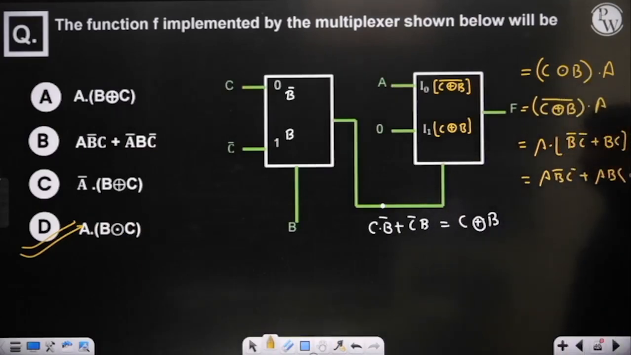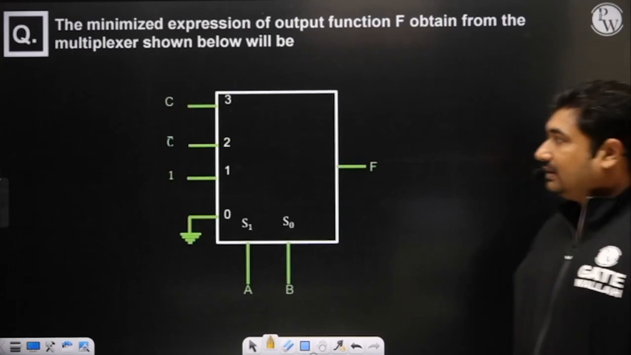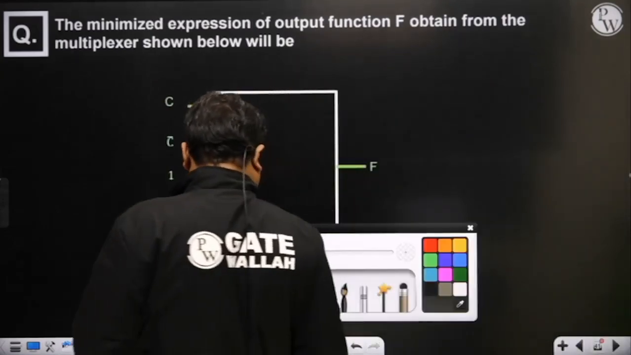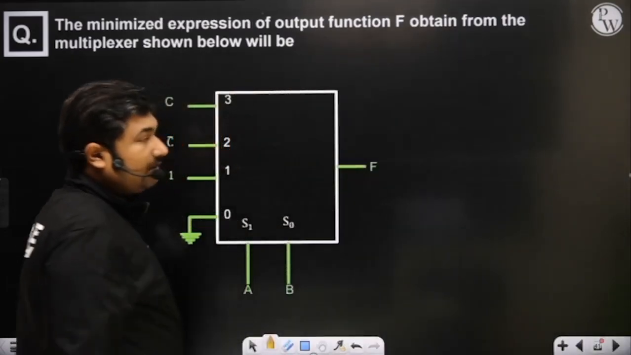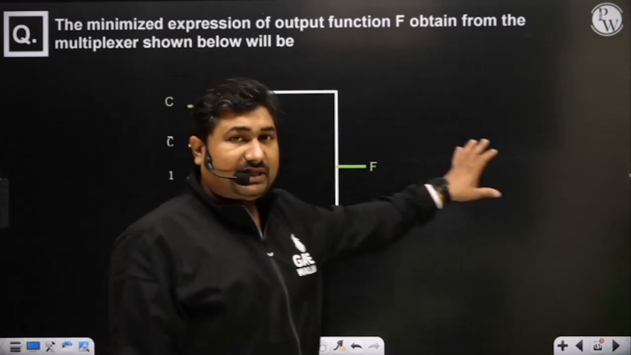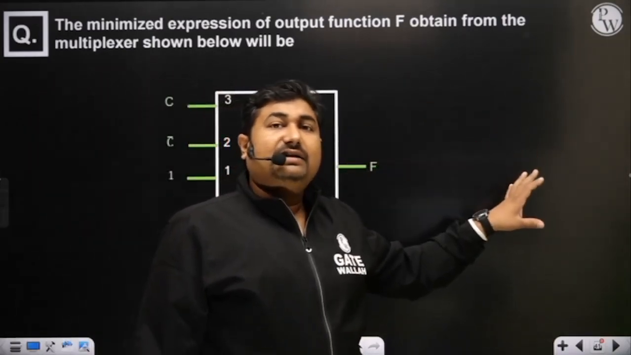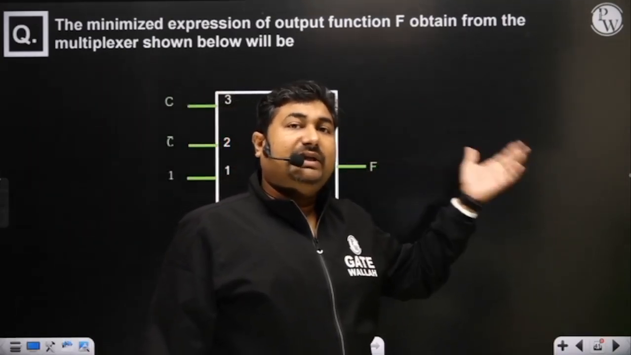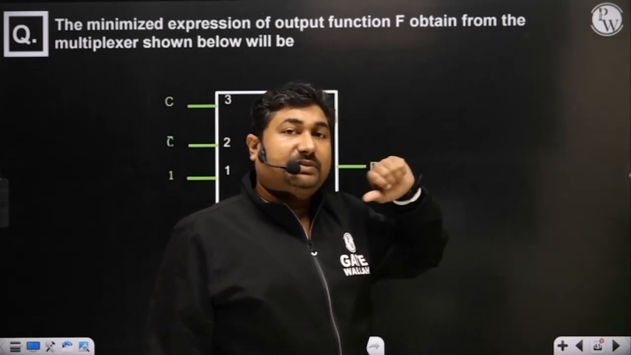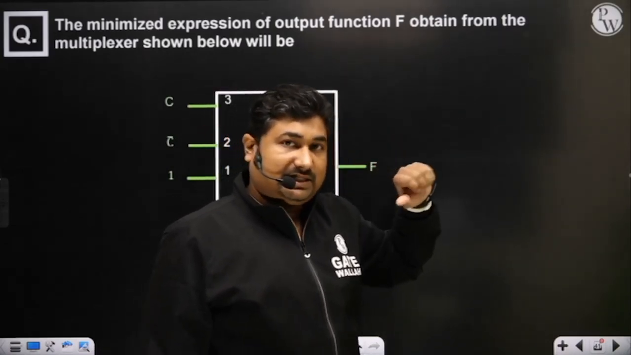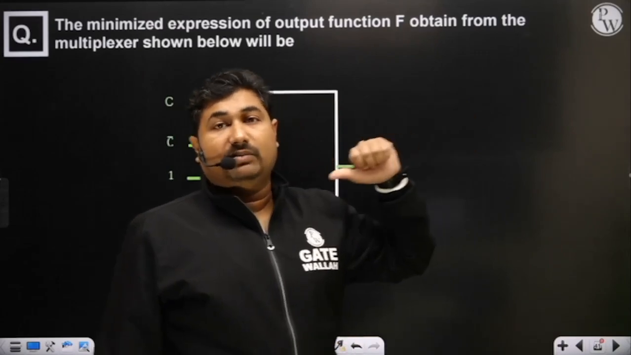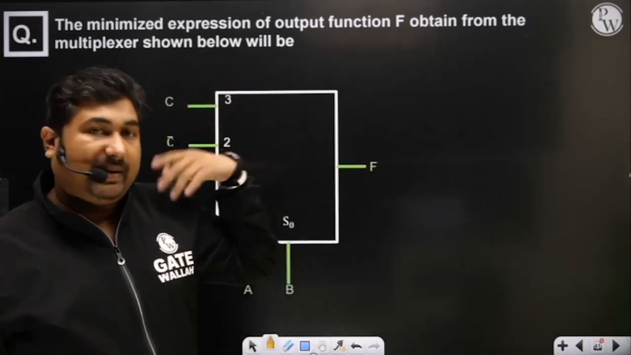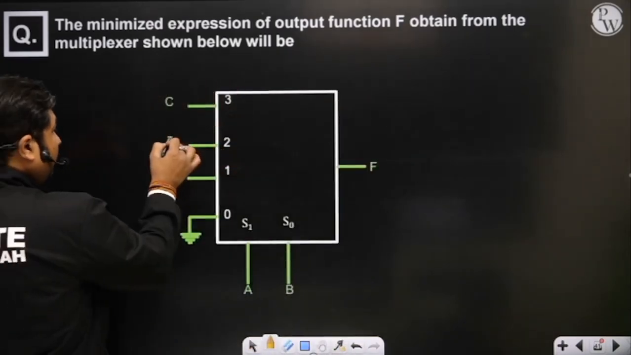Hoping now you have a great understanding of this multiplexer. Let's see one more question. Always remember, multiplexer may give an intermediate expression. So whenever you have to find the equivalent or minimized expression or a canonical expression, that is the function implemented by the multiplexer, always write in a canonical form. For that, better to go by the K-map.